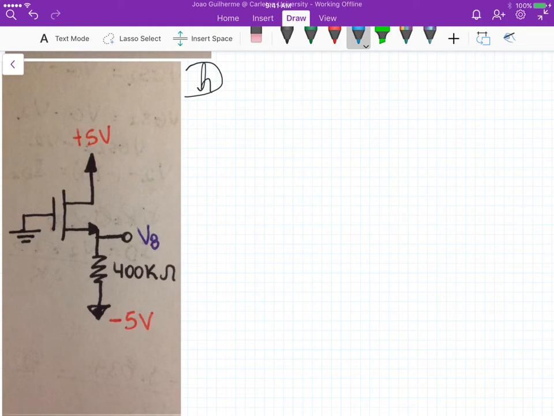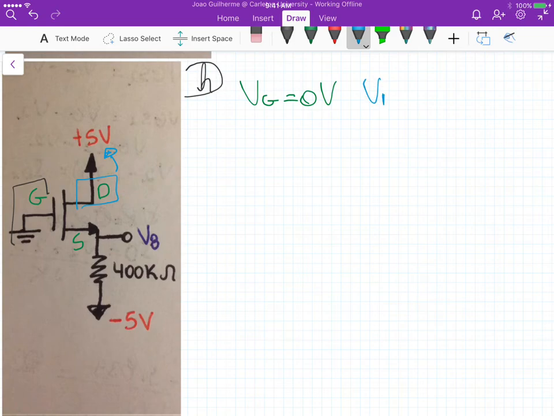Okay, and from this circuit, there's some information that we can gather. First thing is that this is the drain, this is the source, this is the gate. If we look here at the gate, it's grounded, so VG equals 0 volts. Now if we look up here, the drain is connected directly to this 5 volts voltage source, so VD equals 5 volts.